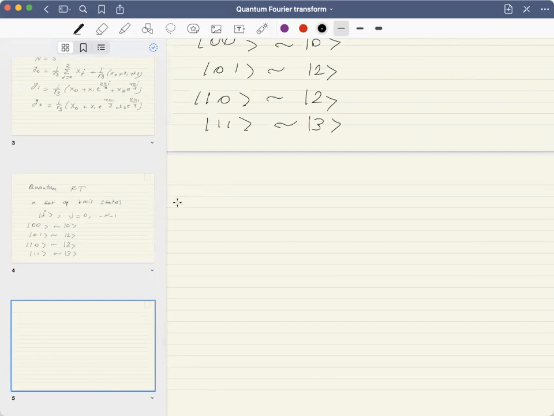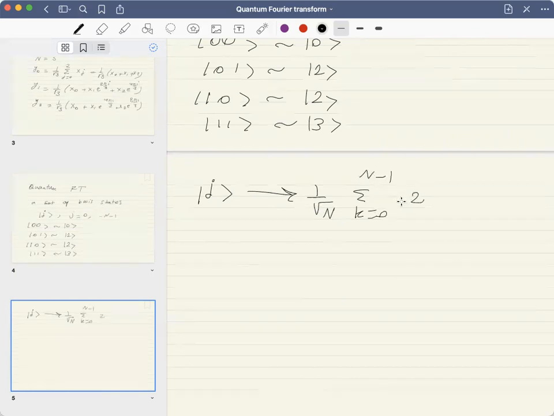That takes j and transforms it to 1 over square root n times sum over k equals 0 to n minus 1 of e to the 2 pi i j k over n times k. Okay.